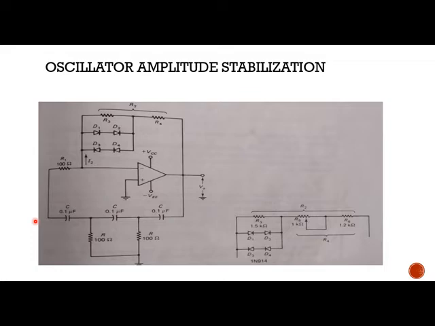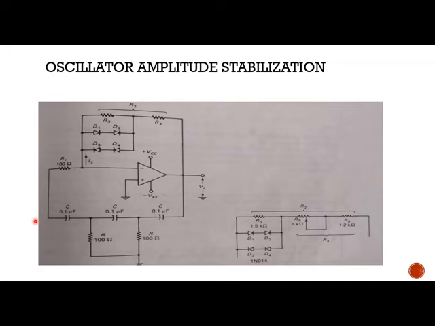If the oscillator output is not stabilized, then it will attain the maximum level of saturation. So what it can do is it will distort the output waveform. So we need to minimize the distortion as well as reduce the amplitude to an acceptable level. For this purpose, we make a slight modification in the phase shift oscillator circuit, that is by adding an amplitude stabilization circuit.